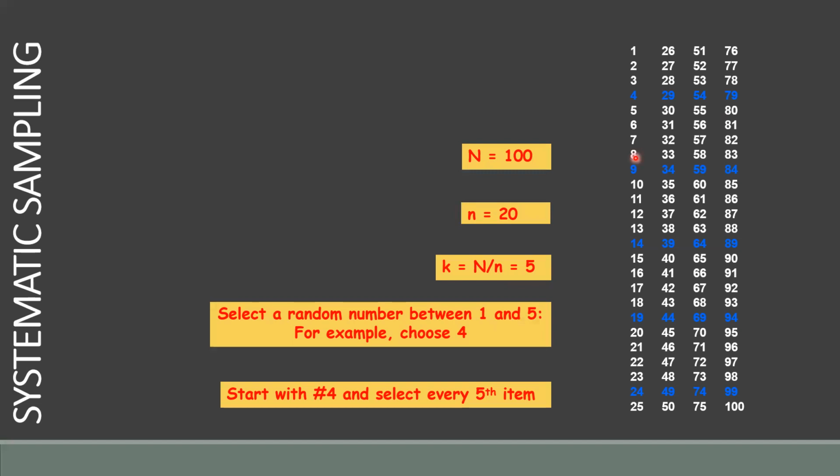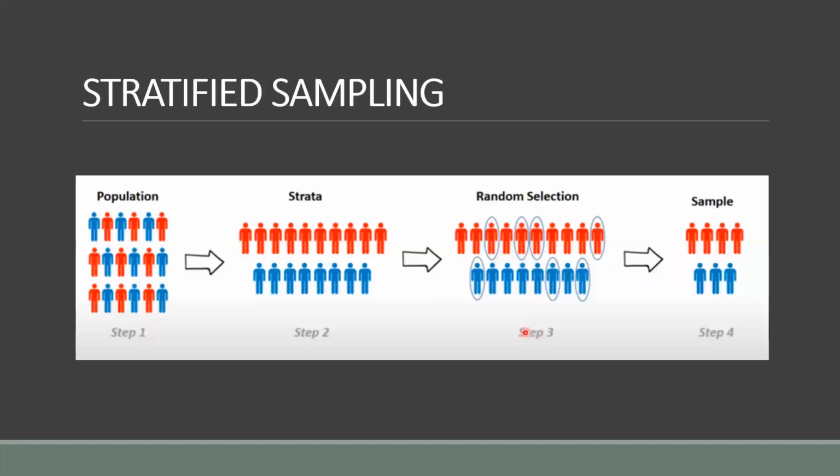From the example that I have shown on your screens right now, all the individuals colored blue are the ones that will be selected to participate in our study. And that would still be equivalent to the sample size of 20 from your total population, which is 100. Next type of probability sampling that we have here is the stratified sampling.